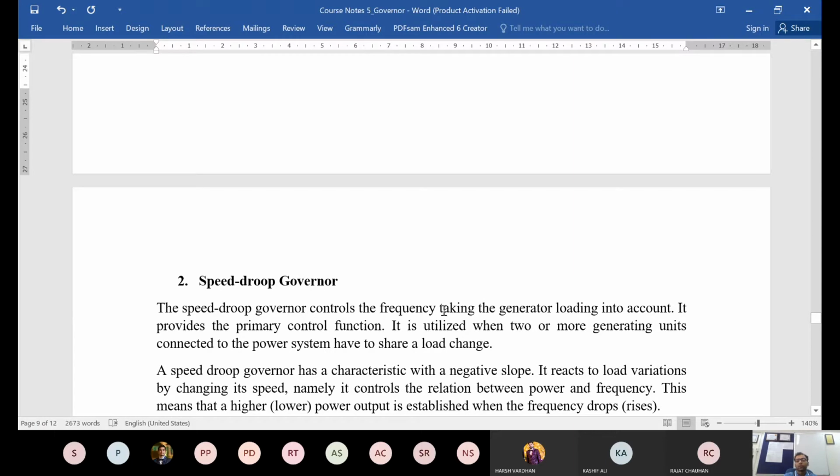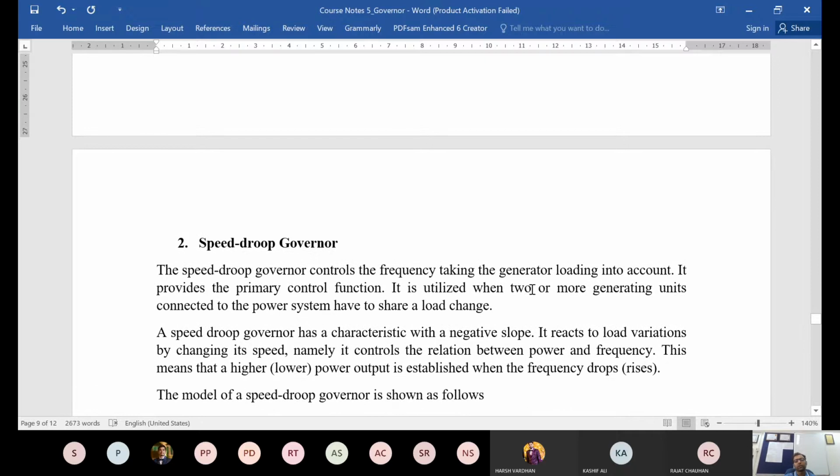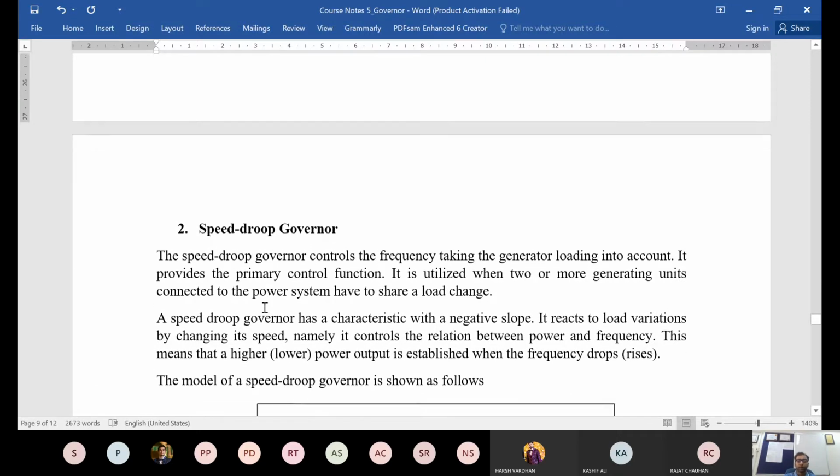The speed droop governor controls the frequency, taking the generator loading into account, as we discussed, that power frequency characteristic. So if loading increases, then the frequency tends to go down. So you need to shift the reference value so as to get the same frequency. So it provides the primary control function. It is utilized when two or more generating units connected to the power system have to share a load change. So for all practical applications, we have minimum two or more generators. Speed droop governor will be used.